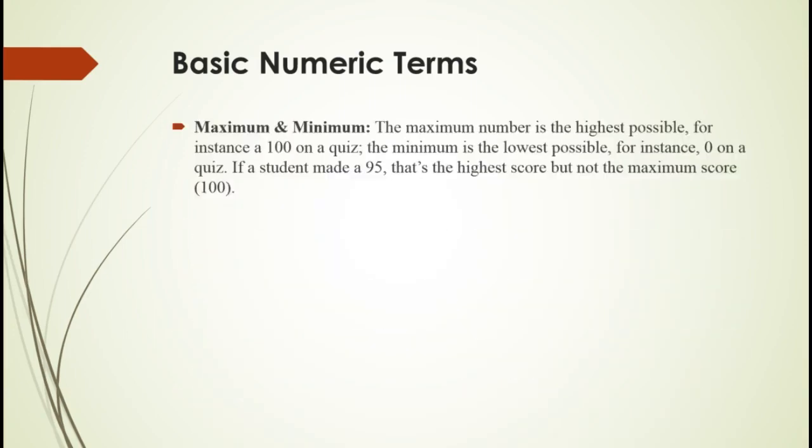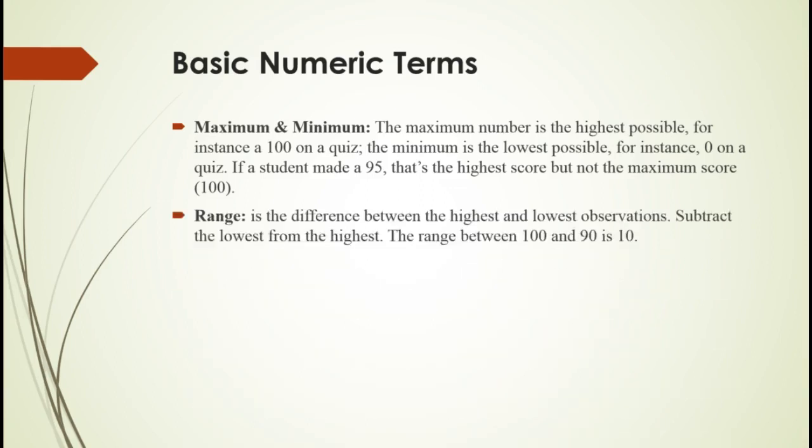Maximum and minimum. The maximum number is the highest possible, for instance, 100 on a quiz. The minimum is the lowest possible, for instance, 0 on a quiz. If a student made a 95, that's the highest score, but not the maximum score. Range. Range is the difference between the highest and lowest observations.